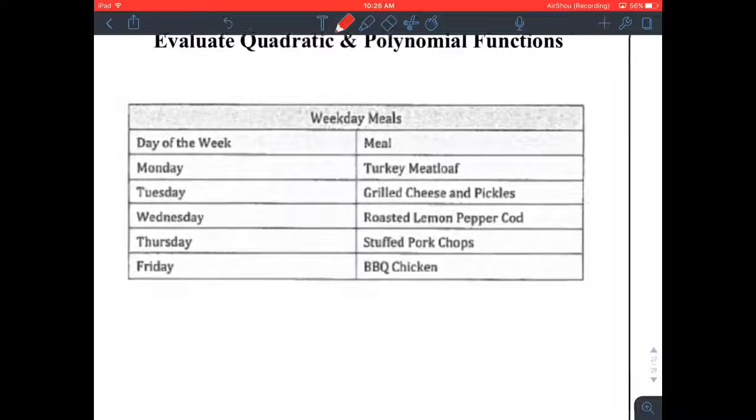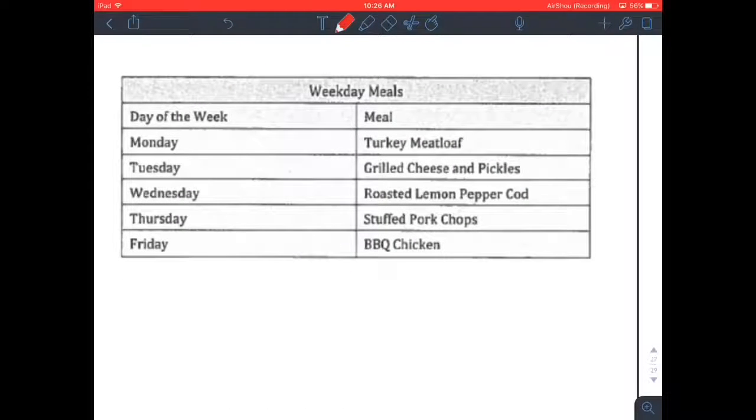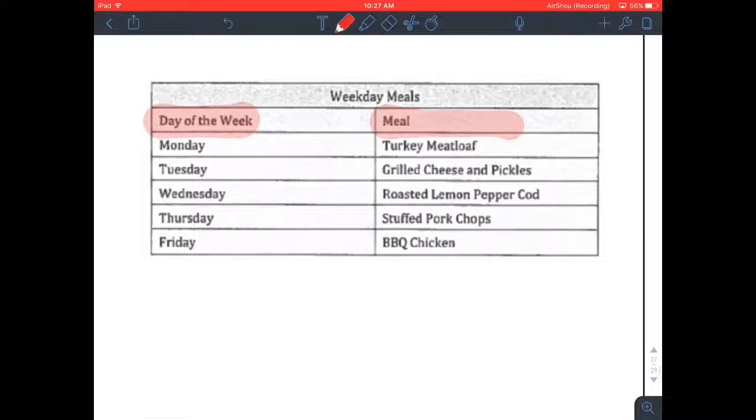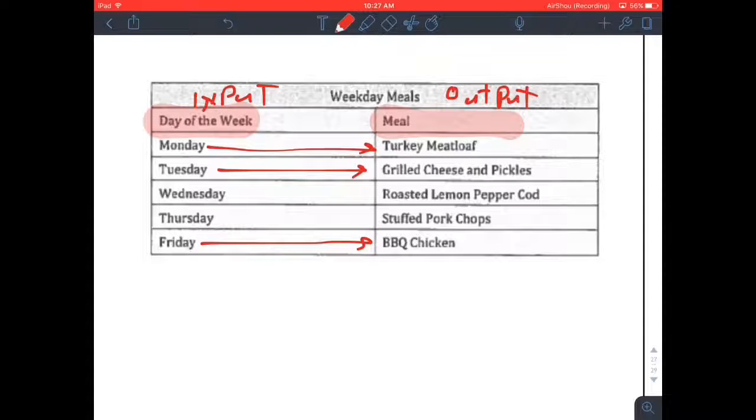So here's an example of a relationship. Any relationship can be thought of as a function. We've got days of the week as the first column and the meals as the second. So you can think of this as inputs and outputs. You input a Monday, and what do you get? Turkey meatloaf. Input a Tuesday, you get grilled cheese and pickles. It sounds disgusting. Input a Friday, you get barbecue chicken.